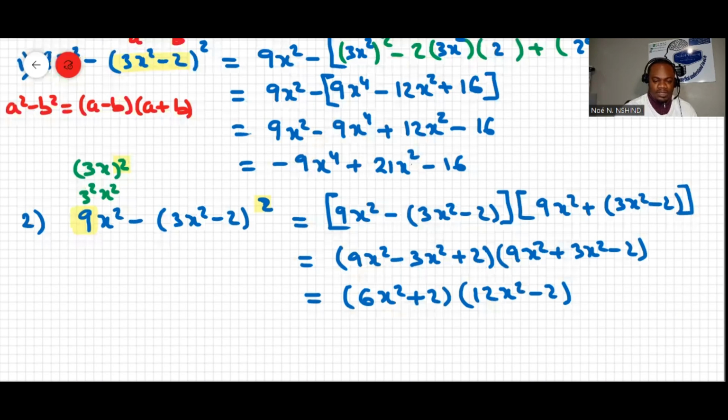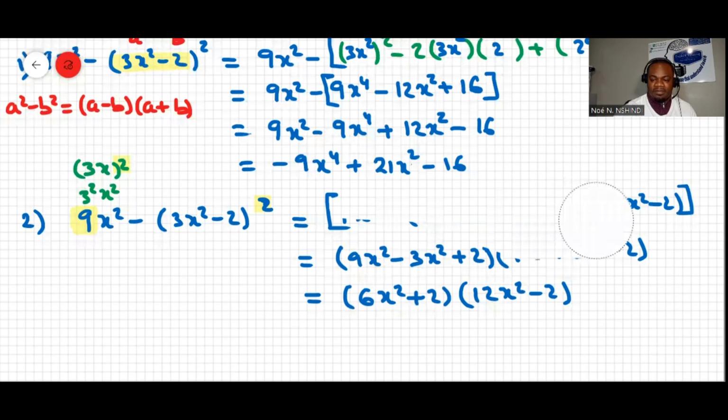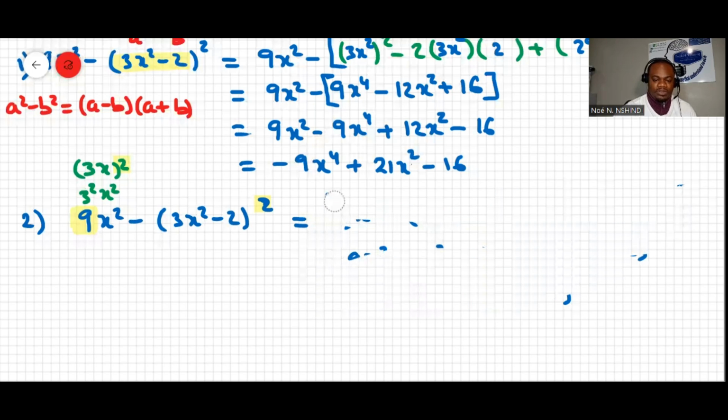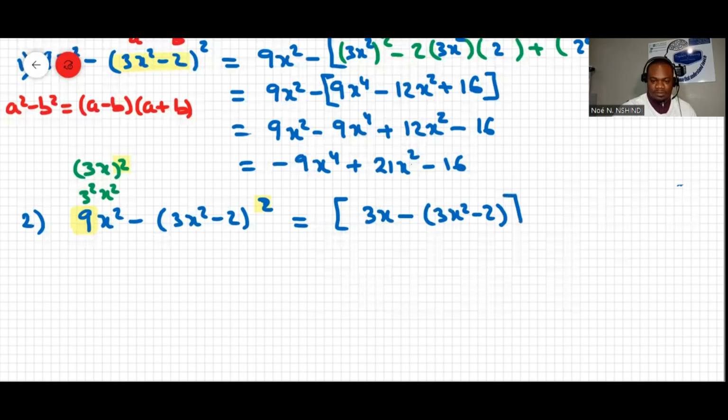Oh la la, sorry, I meant to write, okay, let me do this one over. It's not really that. It's actually 3x, which is to the power of 2. So the difference of 2 squares is between this and that, not with 9, but 3x there. So we're going to write (3x minus (3x squared minus 2)), like that. And then (3x plus (3x squared minus 2)).